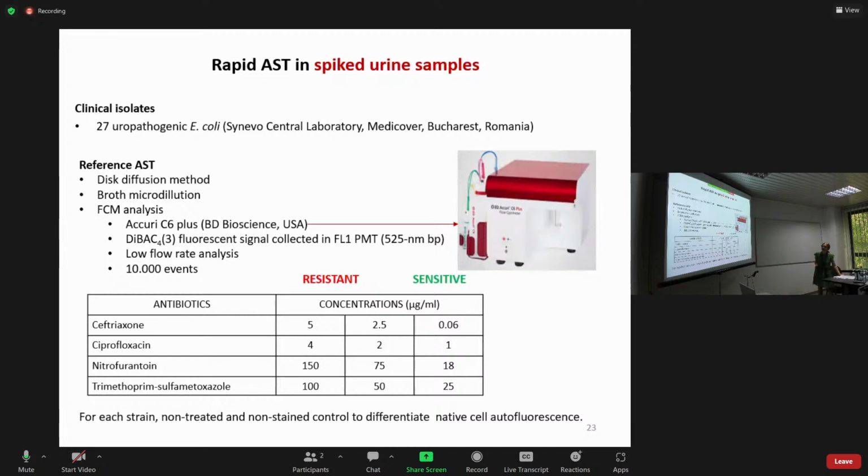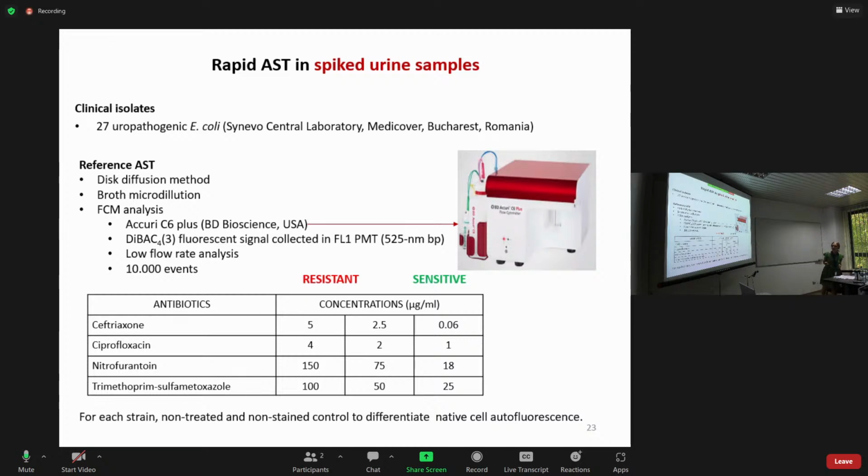Okay, we were starting with urine samples, so we have chosen 27 uropathogenic E. coli strains. We have first characterized the strains by conventional methods, and then analyzed them for antibiotic susceptibility testing using our Accuri C6 flow cytometer. We have it in the lab for microbiology. We have other flow cytometers in the lab, but this is very friendly, let's say. It's very easy to move. Also, we can put it in the laminar flow cabinet, so it has a lot of advantages.